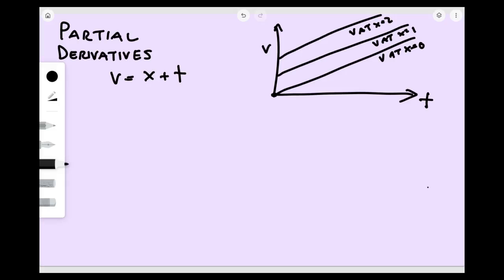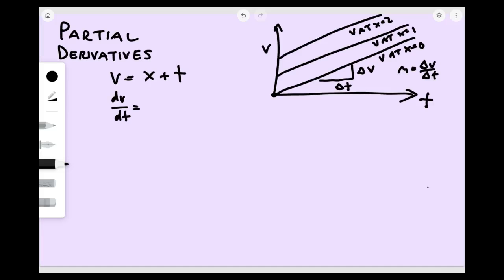Now, all of these three lines are parallel. They have the same derivative with respect to time. We can still do the rise, delta v, over the run, delta t. And on any of those curves, it'll be the same. And that's the slope, right? So m equals delta v over delta t. We also know that's the derivative, but we have to be a little more specific here. We could write it as dv dt equals the slope m, delta v over delta t.